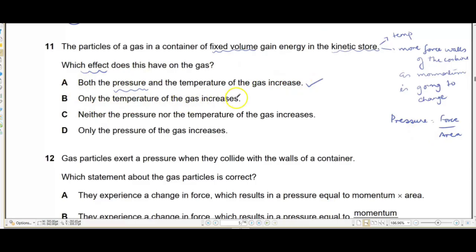Only the temperature of the gas increases? No, if the temperature has increased, it will increase the pressure. So this is not correct. Neither the pressure nor the temperature? No, both of them are going to increase. Only the pressure of the gas increases? The pressure has increased because of the increase of temperature, so this is also not correct. So A is going to be our correct option for this question.